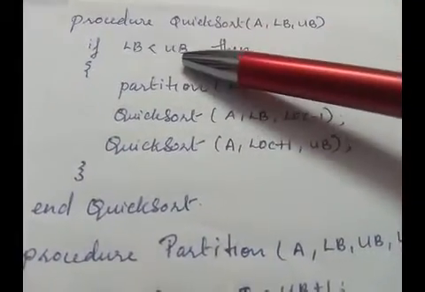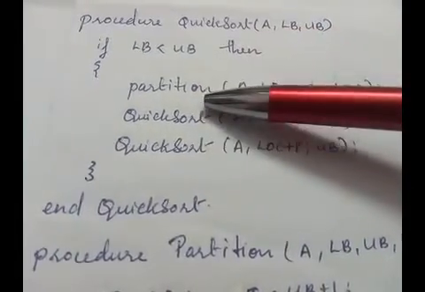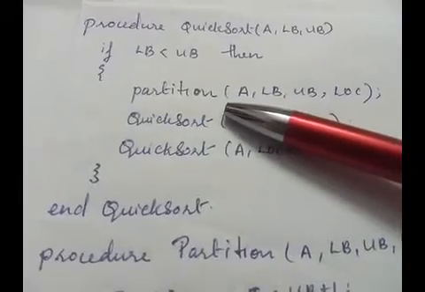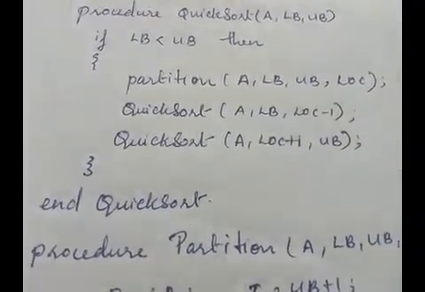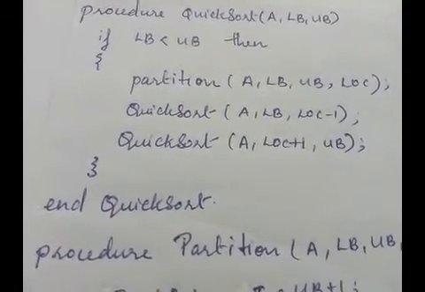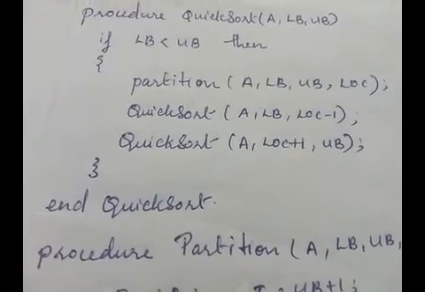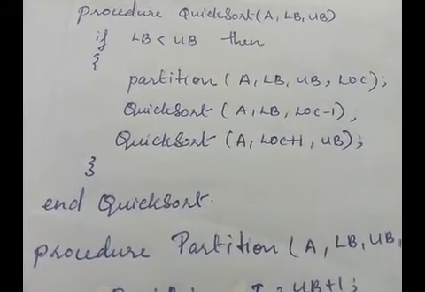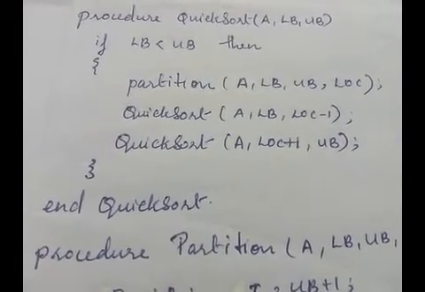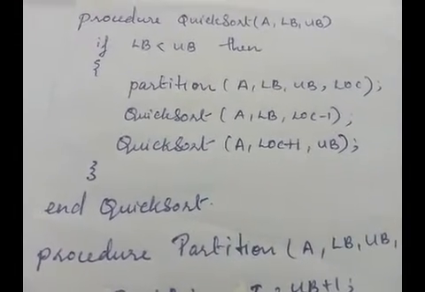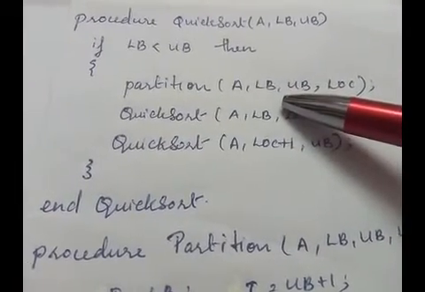So by checking the condition, if LB is less than UB, then we'll first do partition. We first call the procedure partition. Here the procedure partition actually finds the location of the pivot element. So in QuickSort we have to first select the pivot element, then find the position of the pivot element. Only then can we divide the array into two halves, two sublists, right? So that is done within the procedure partition.